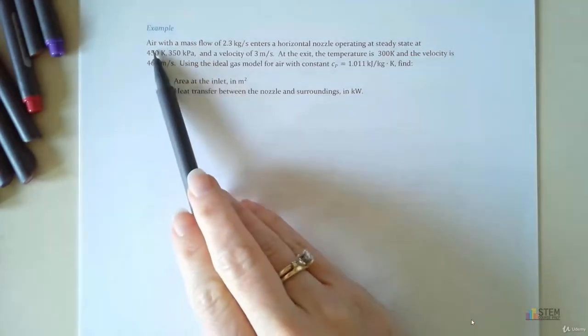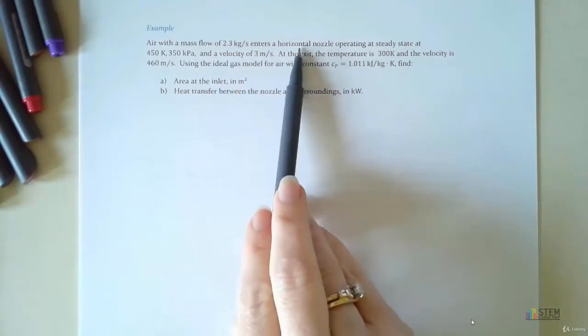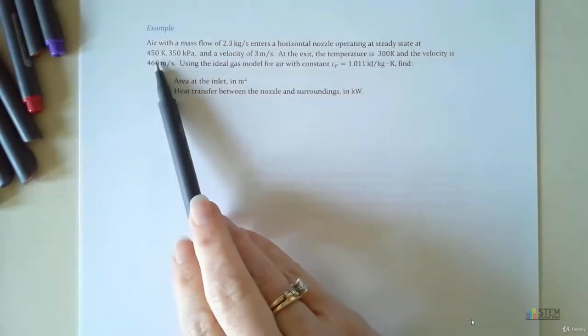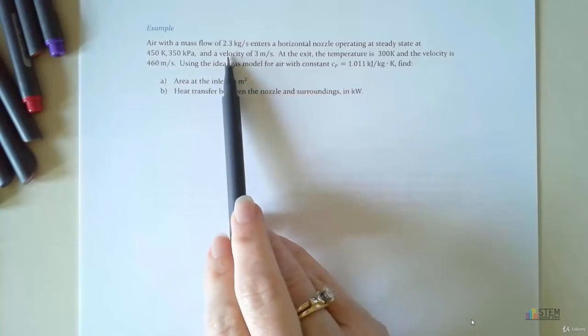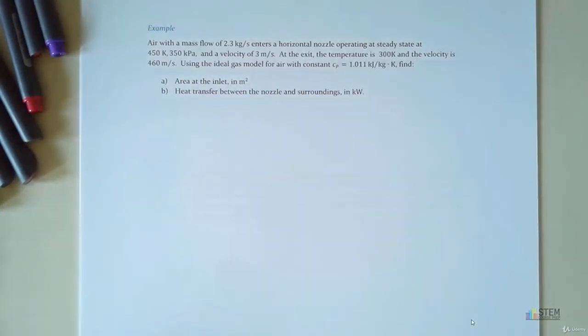So for this problem, we've got air. It's got a mass flow of 2.3 kilograms per second, entering a horizontal nozzle that's operating at steady state at a temperature of 450 kelvins and a pressure of 350 kilopascal. We've got a velocity of 3 meters per second. At the exit, our temperature is going to be 300 kelvins and the velocity will be 460 meters per second. So notice, it sped up quite a bit.